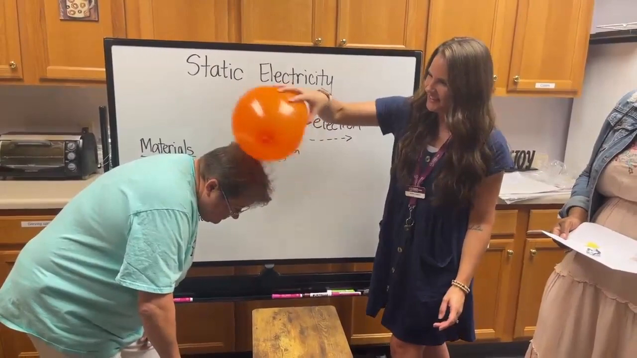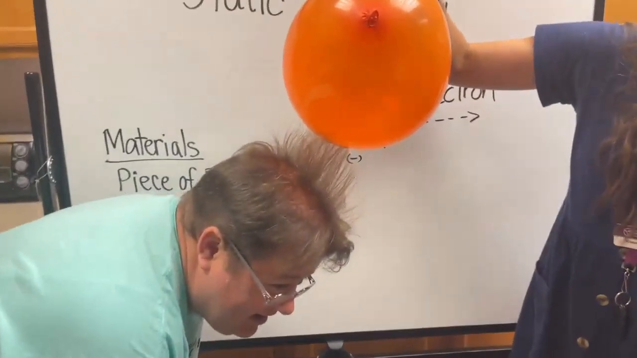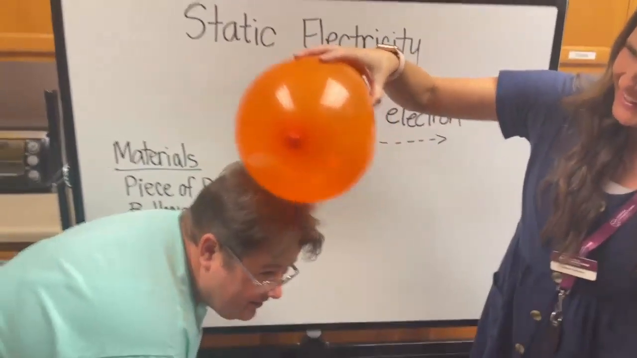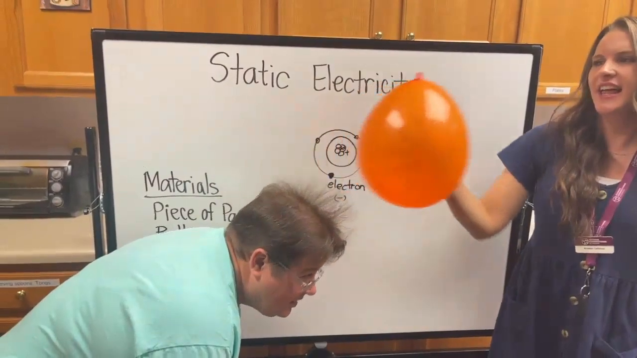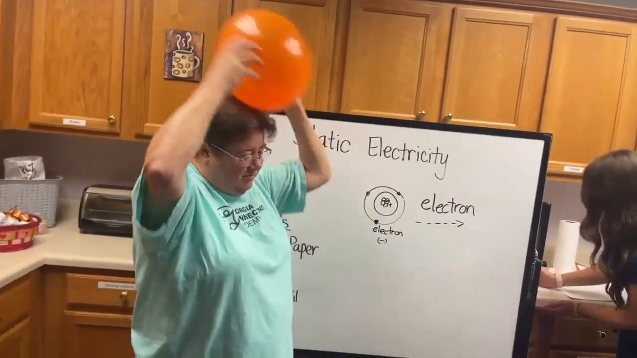Oh, look at that. Oh my goodness, the electrons are going to the balloon. Look at her hair. Her hair is positively charged and the balloon is negatively charged, so they're attracting each other. Yes, they are. That's wonderful. Now this balloon has lots of electrons on it.